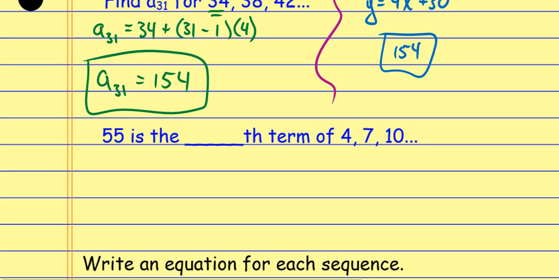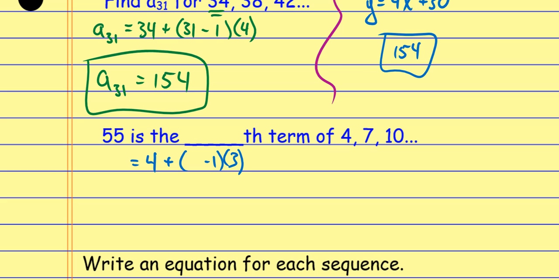If I look at the next one here, 55 is the blank term of the sequence that's here. And so this one, again, I got to kind of start with what I know here. And I know right away that a sub 1 is a 4, so I could plug that 4 in, plus n minus 1 times d. Well, d I can see, that's adding a 3 each time, so that's a 3.